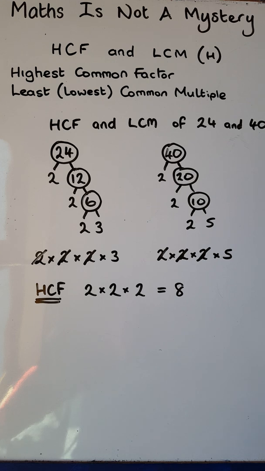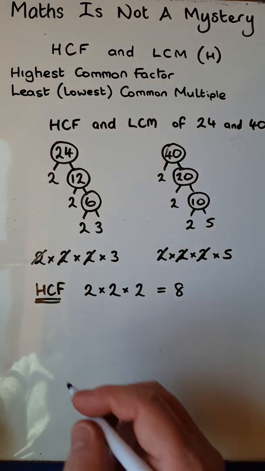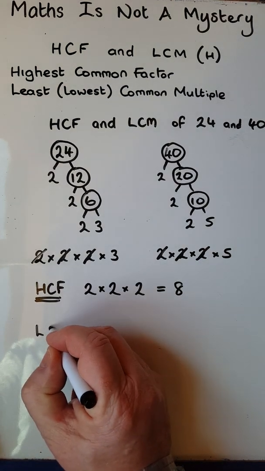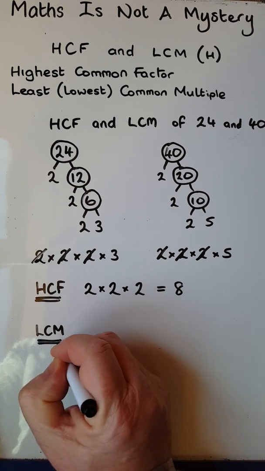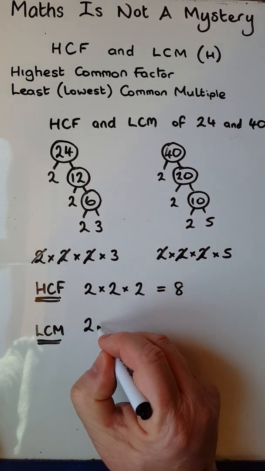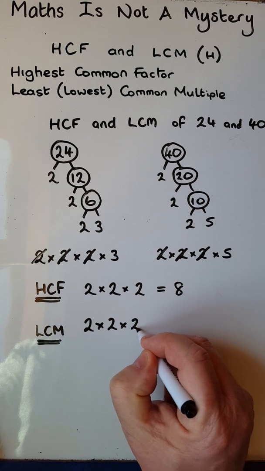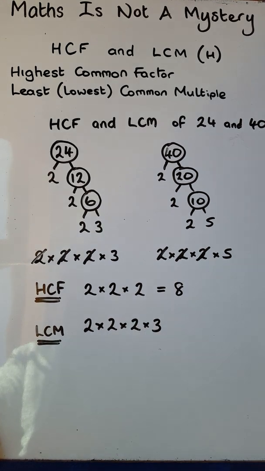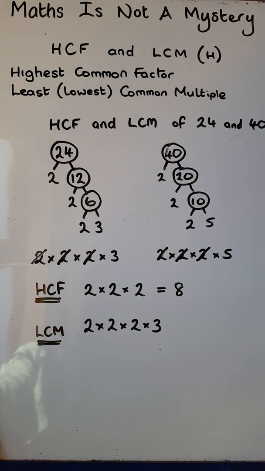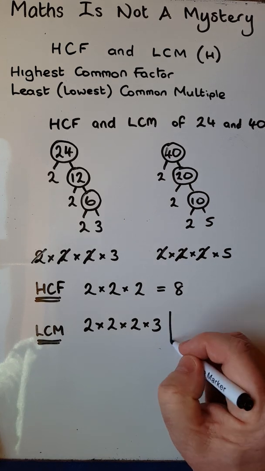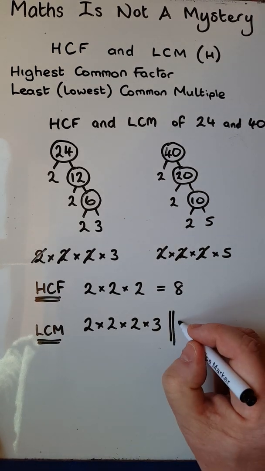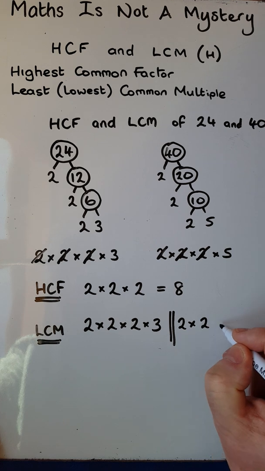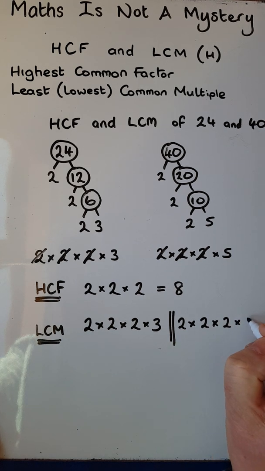Now, the lowest common multiple is a little bit harder, but not much. So let's take a look at how we do that. We need that list again. I'm just going to write it out again because I crossed it out. So 24 was 2 times 2 times 2 times 3. I'll just divide it up so that it looks tidy. 40 was 2 times 2 times 2 times 5.